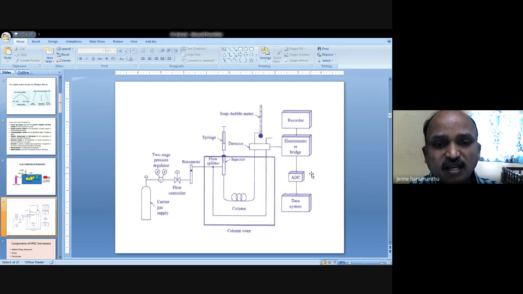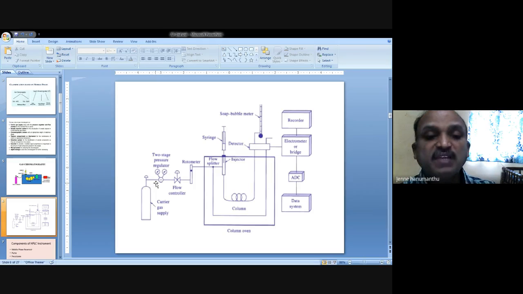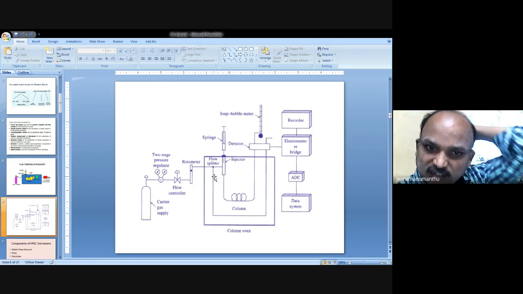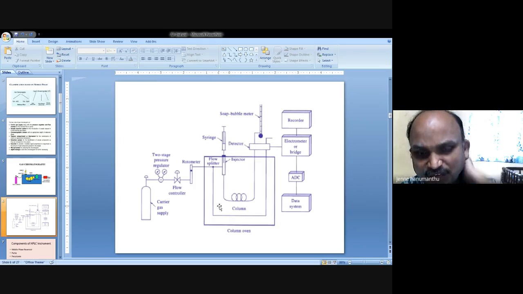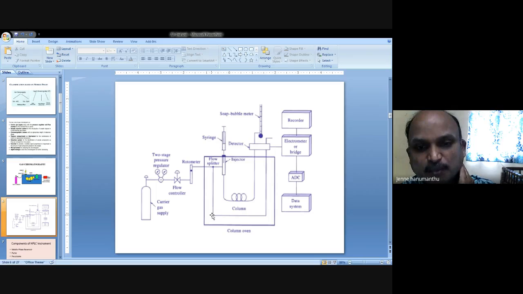See the other diagram we are showing, the same diagram in a detailed manner. Here is the carrier gas supply and a two-stage pressure regulator, a flow controller so the flow of the gas can be controlled, and a rotameter, because you want to monitor this gas. And a flow filter is required, and a syringe detector. Through this we inject the unknown sample, and this is the column.